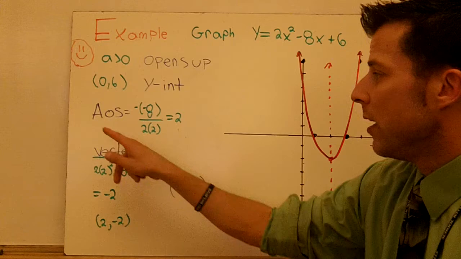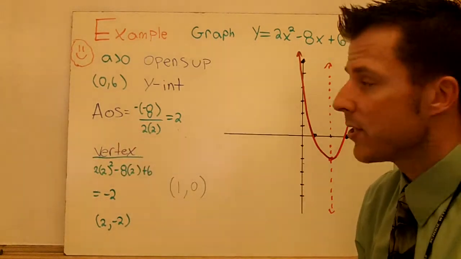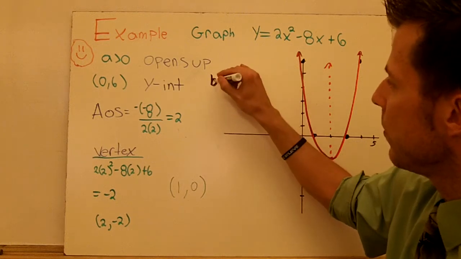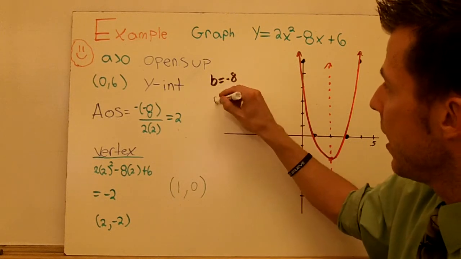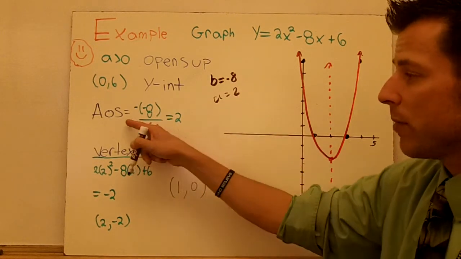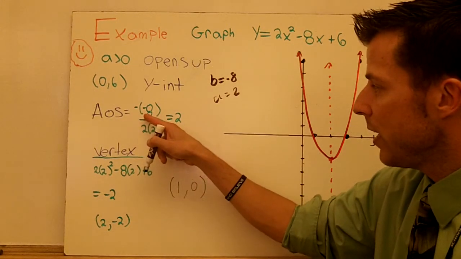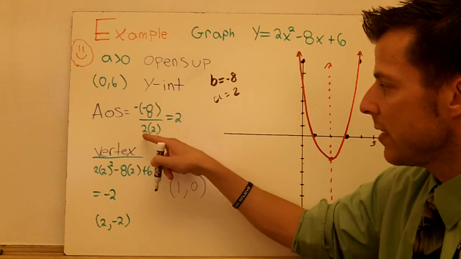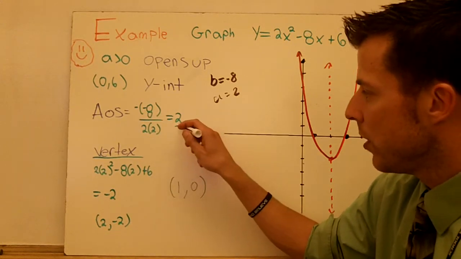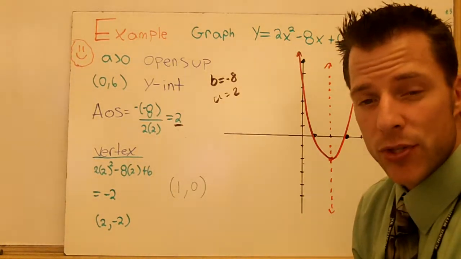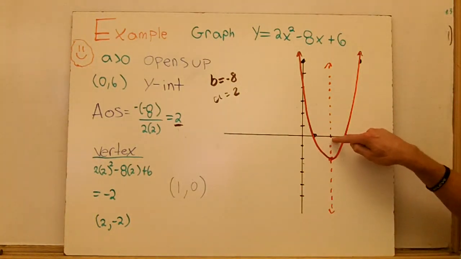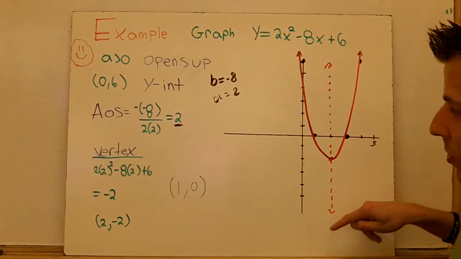That's another thing. AOS is the axis of symmetry. So we know that in this case b equals negative 8, a equals 2. And so I'm going to plug them into the opposite of b over 2 times a. Well, the opposite of negative 8 is 8. 8 divided by 4 is 2. So the line x equals 2 is my axis of symmetry, and I've drawn that here in red. So we go over to 1, 2. There's the axis of symmetry.